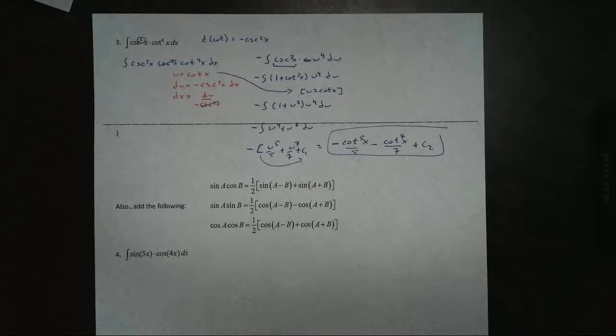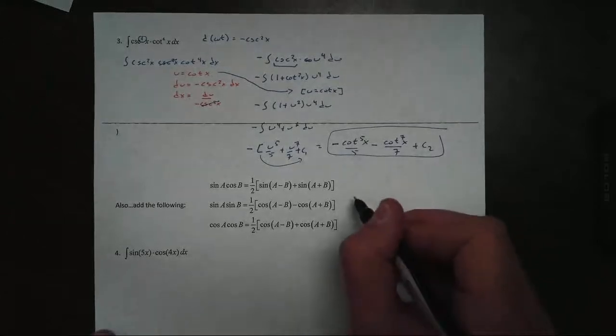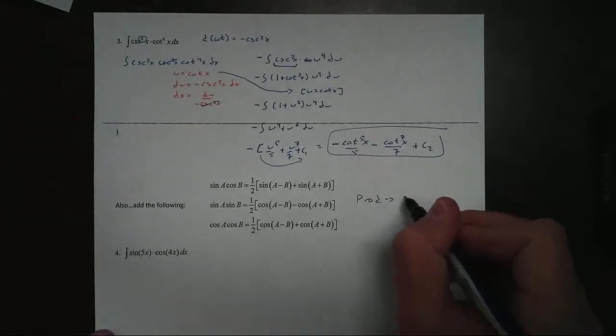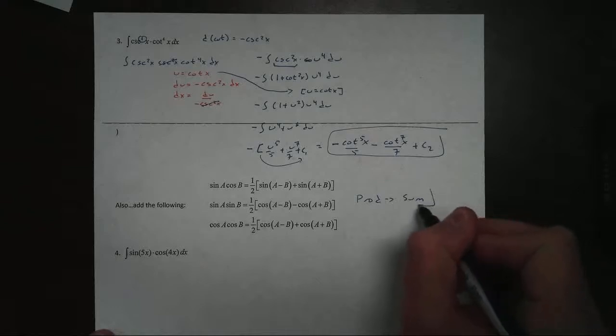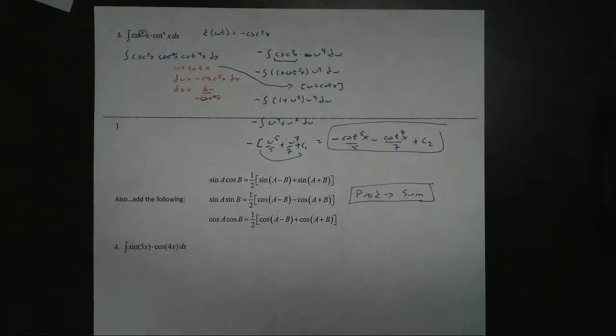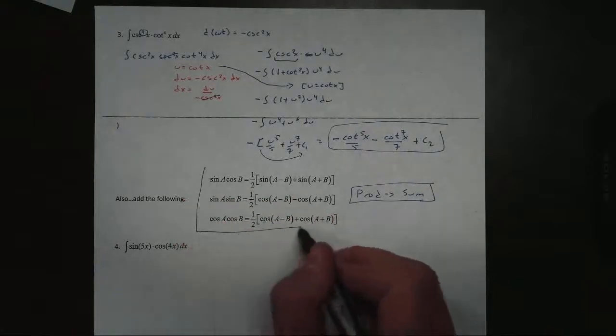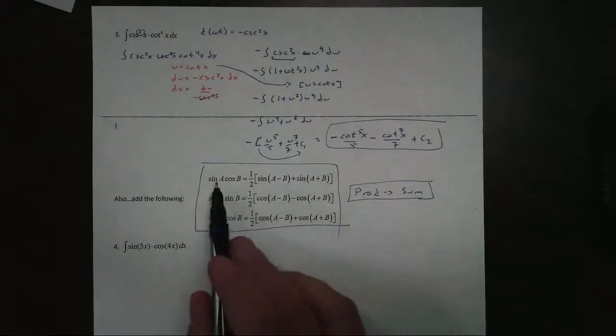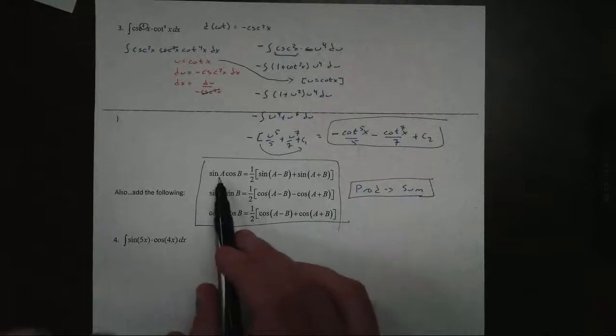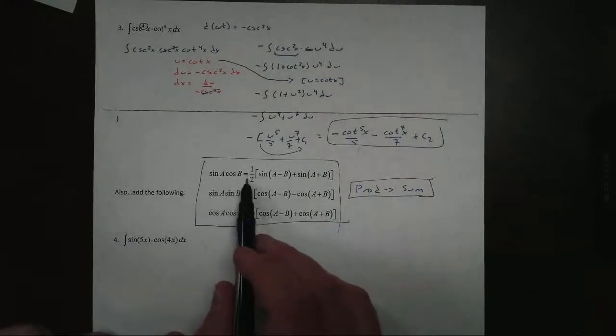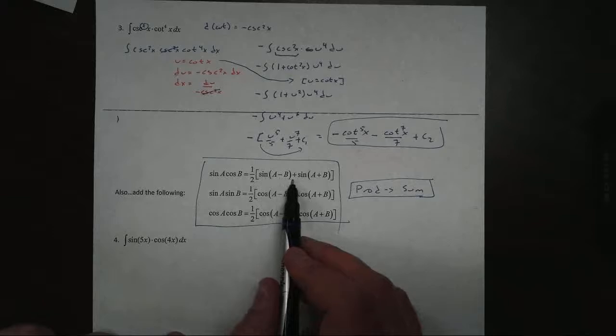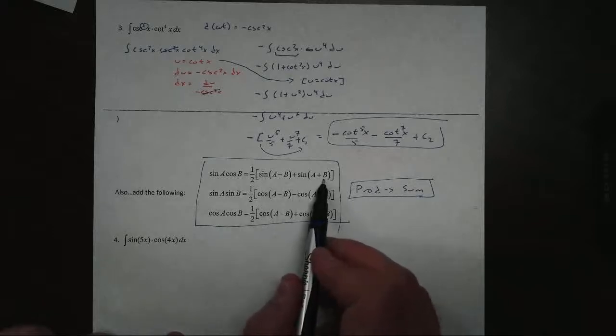Now, our last property we're going to talk about are those product to sum properties. I know these never invoke good memories. There's 3 of them that you have to know right here. And that says that if you take the sine of a times the cosine of b, it becomes 1/2 the sine of a minus b plus the sine of a plus b.